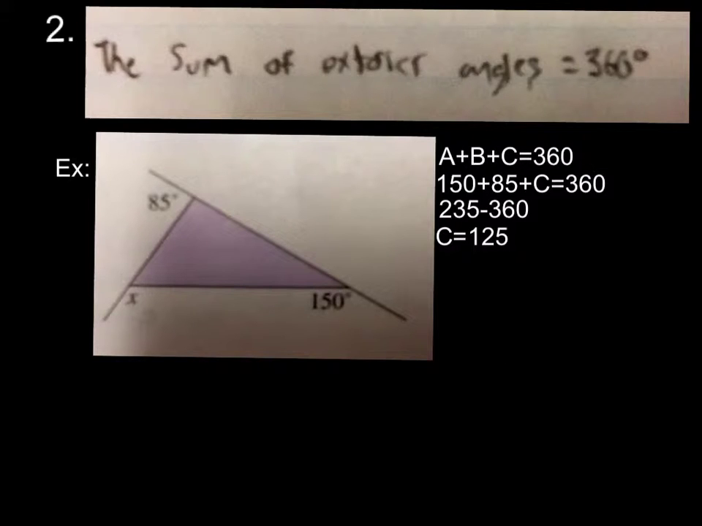Rule 2. The sum of exterior angles equals 360. For example, as you can see, A plus B plus C equals 360. 150 plus 85 plus C equals 360. Add those two numbers together and subtract that number from 360. So 235 subtract 360, which means C equals 125.